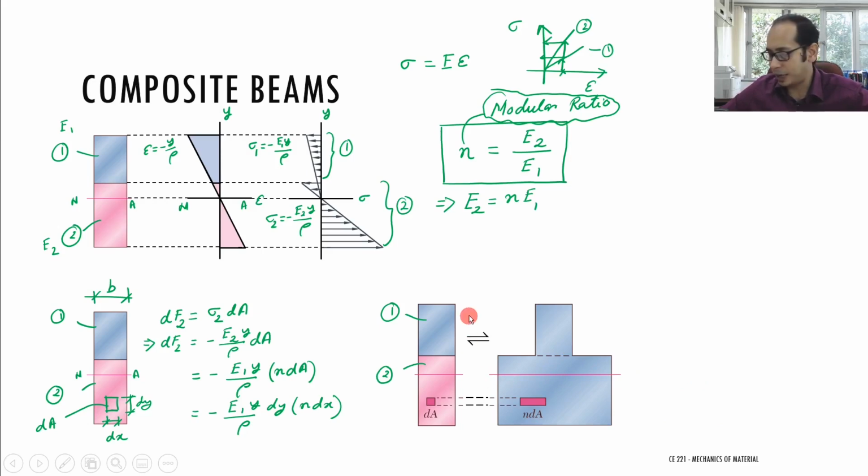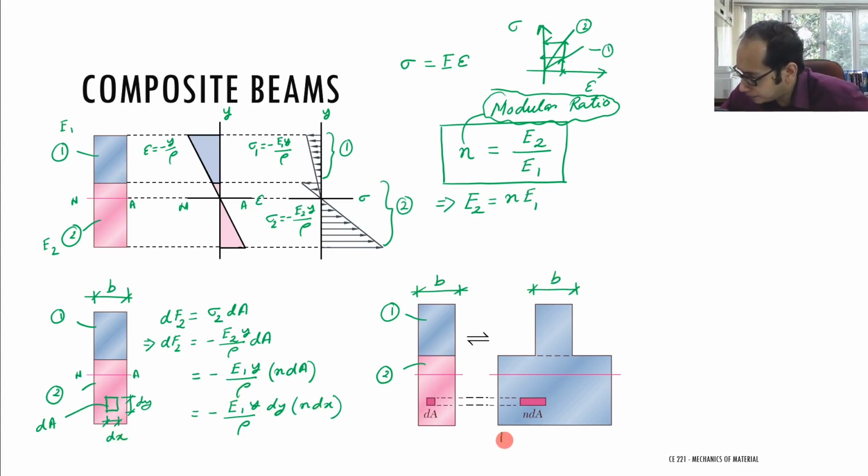The only thing I have done is keep the height the same, because I'm not changing my y, I'm keeping the strain profile the same. The only thing I have done is bump up the width. Here my original width was B. The top part, which is still material 1, stays B, but for the bottom part, every dx I have increased to n times dx. So the bottom width now becomes n times B over here.